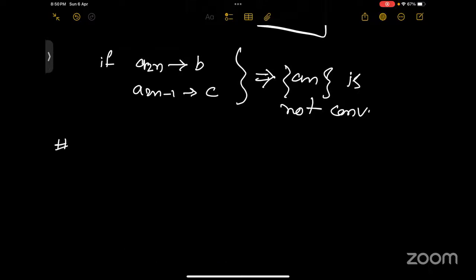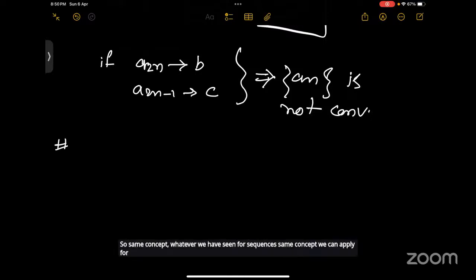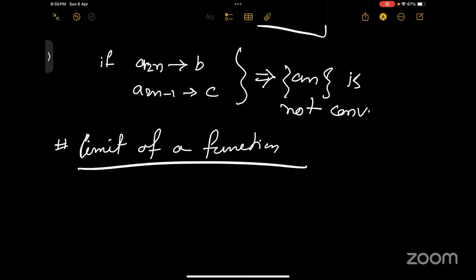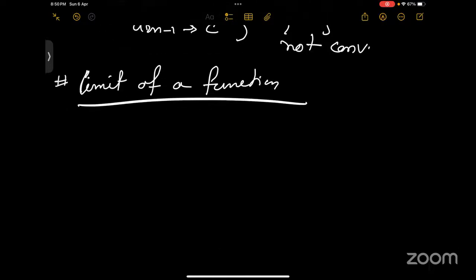So the same concept, whatever we have seen for sequences, we can apply for any random function also, right? For sequences, we are just finding the end behavior, that means the end behavior at infinity. But for a function, we can find the limit at any point, right?